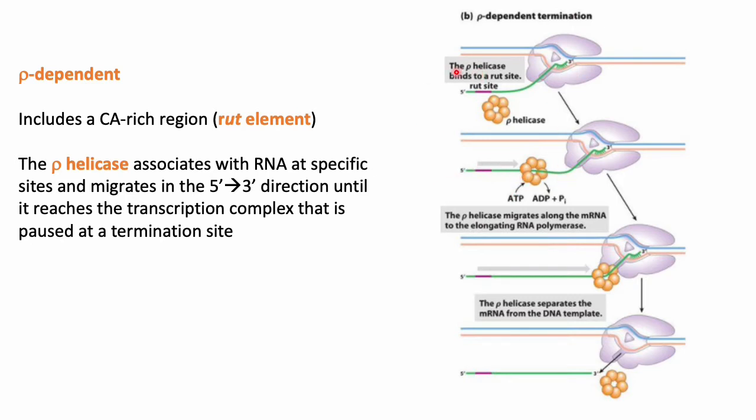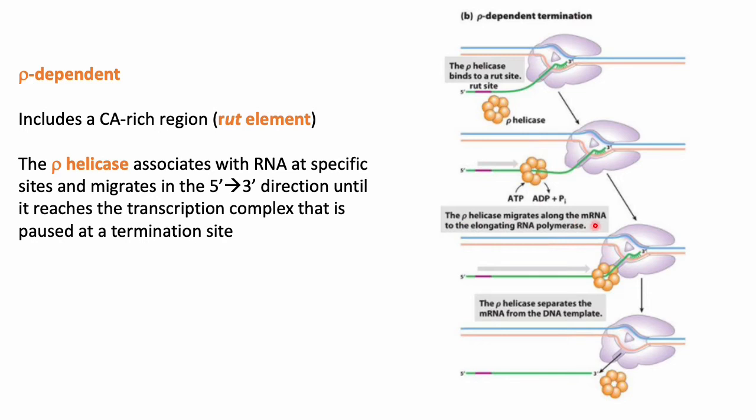Here we have the Rho helicase. It binds to a rut site. Here we've got the rut site, and the Rho helicase binds, and it is an ATP dependent reaction, so it requires energy, and it starts to move from the 5' to the 3'. And it does this until it reaches the transcription complex that is paused at the termination.